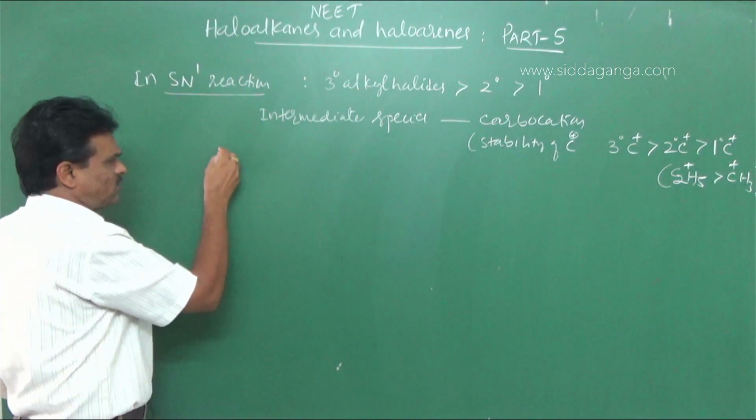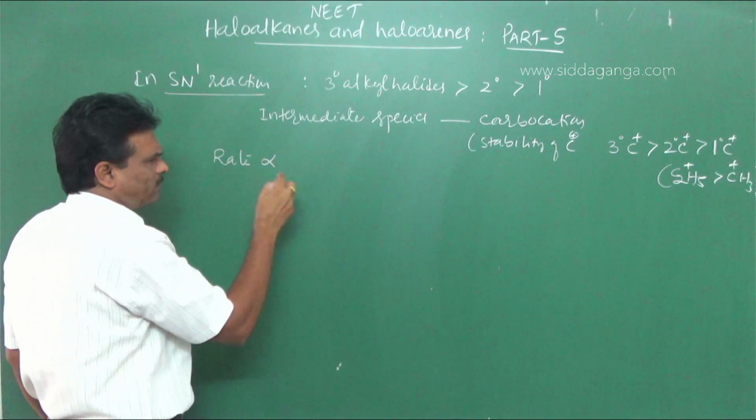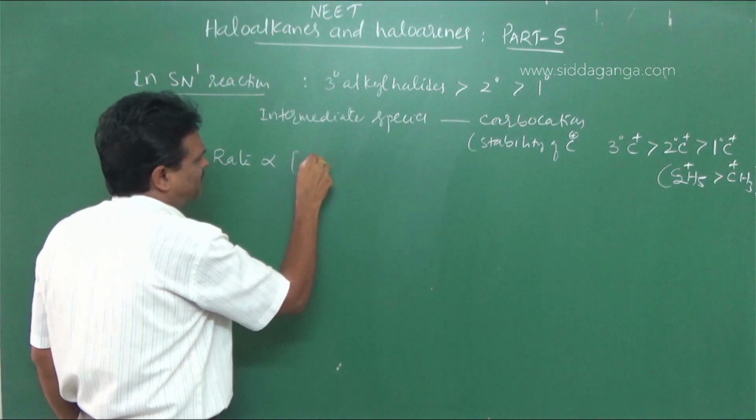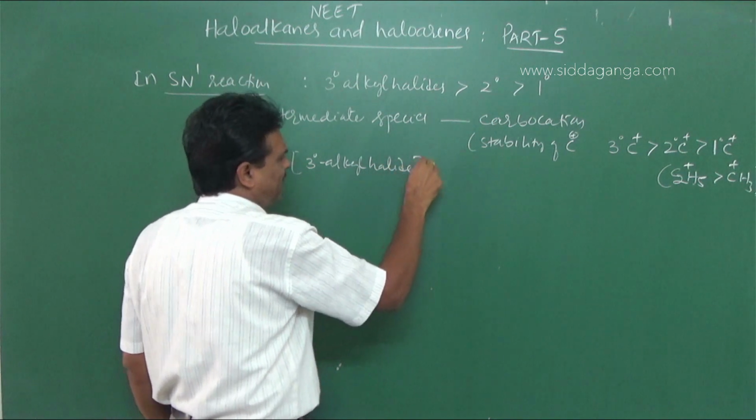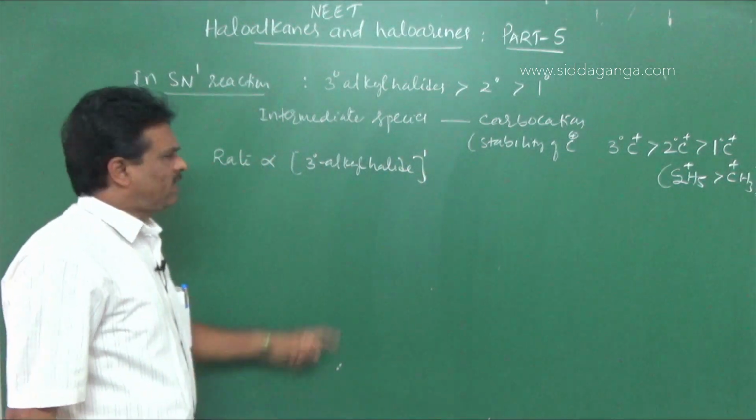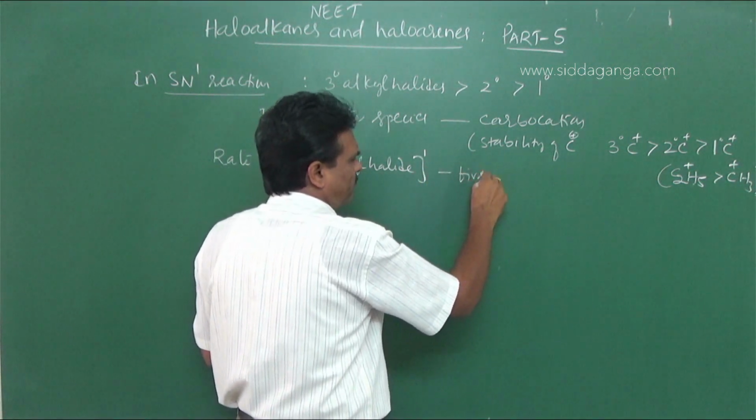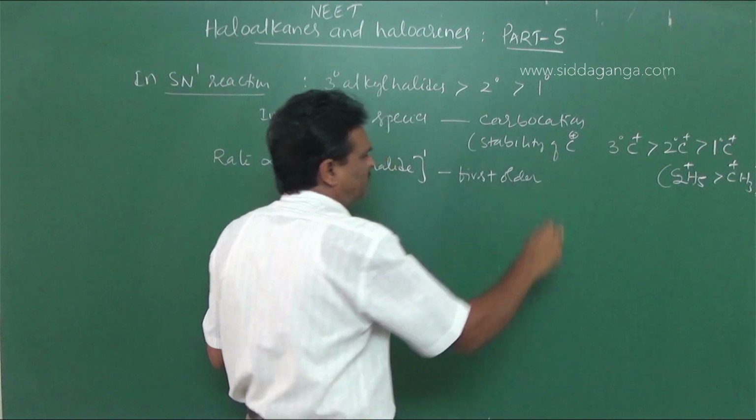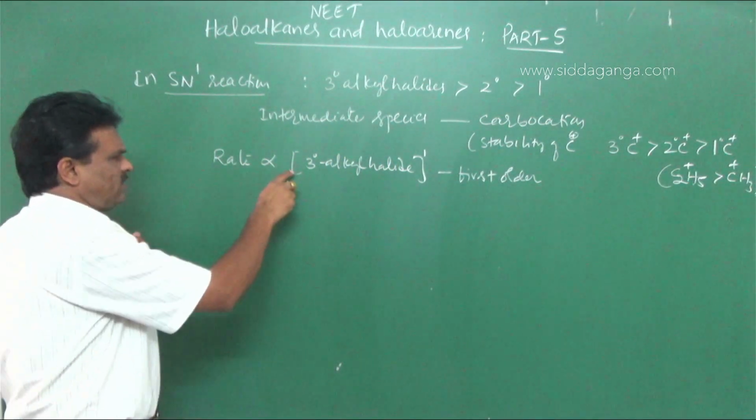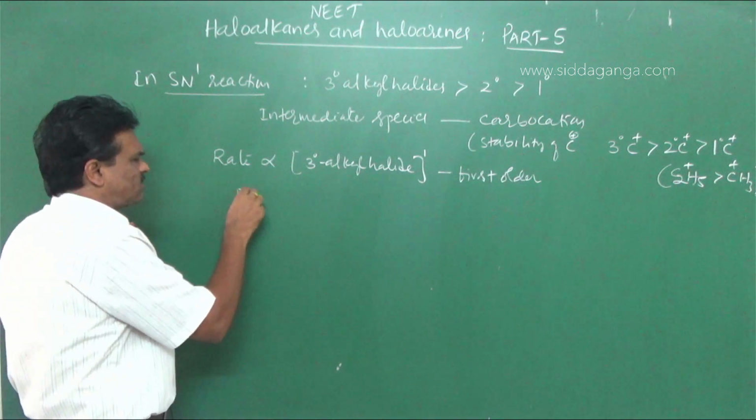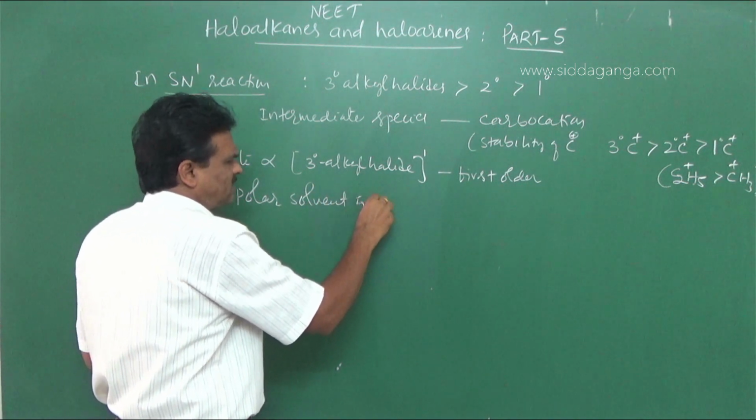So in SN1 reaction, the rate is proportional to the tertiary alkyl halide, 3 degree alkyl halide. Therefore it follows the kinetics of first order reaction. It follows the kinetics of first order reaction. So in this reaction, a polar solvent is required.